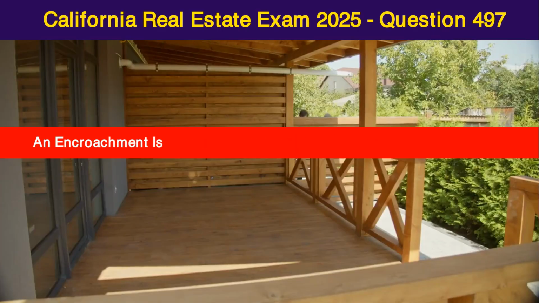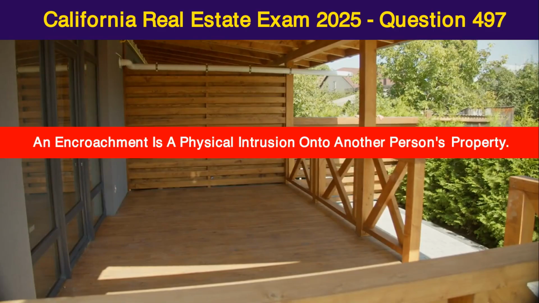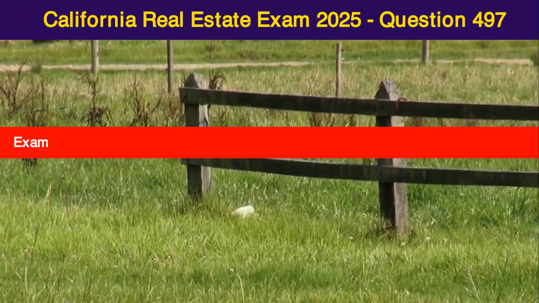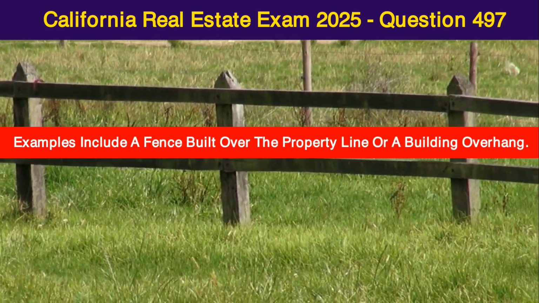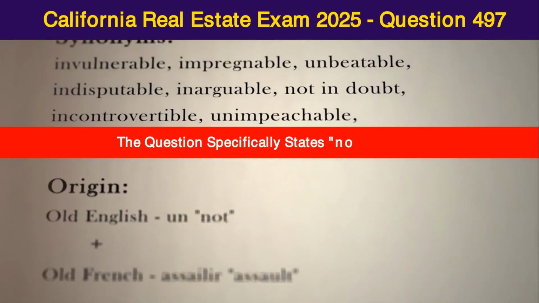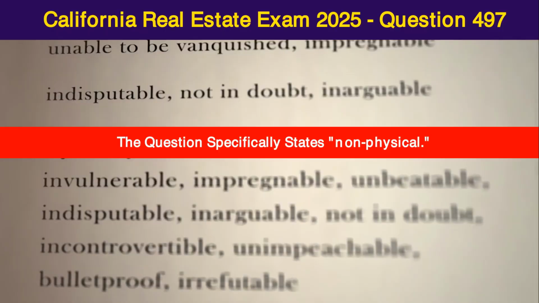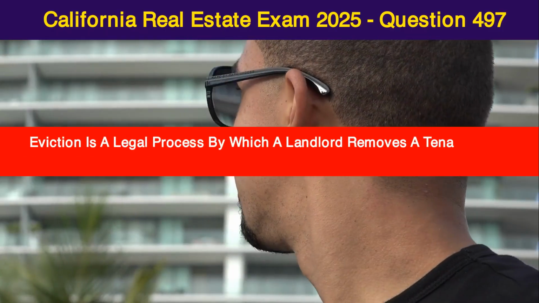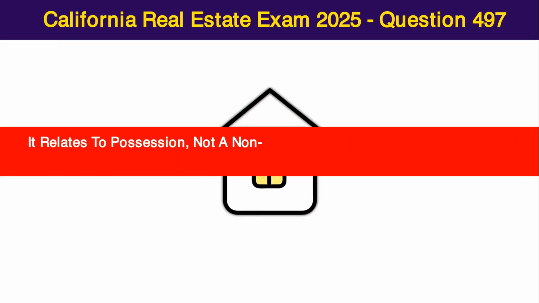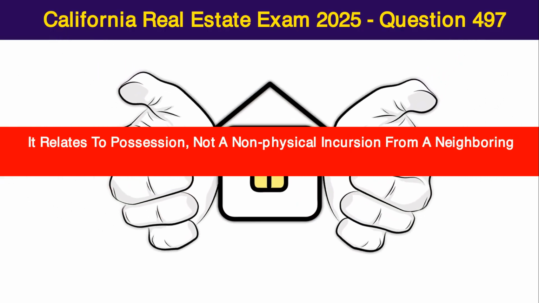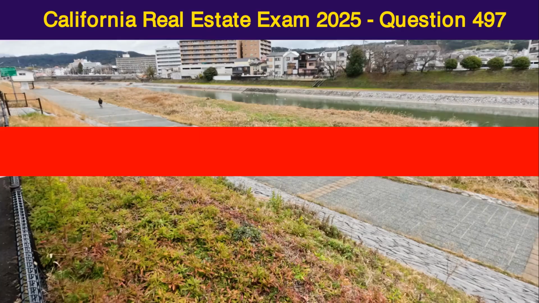Nuisance. An encroachment is a physical intrusion onto another person's property. Examples include a fence built over the property line or a building overhang. The question specifically states, non-physical. Eviction is a legal process by which a landlord removes a tenant from a property. It relates to possession, not a non-physical incursion from a neighboring property.